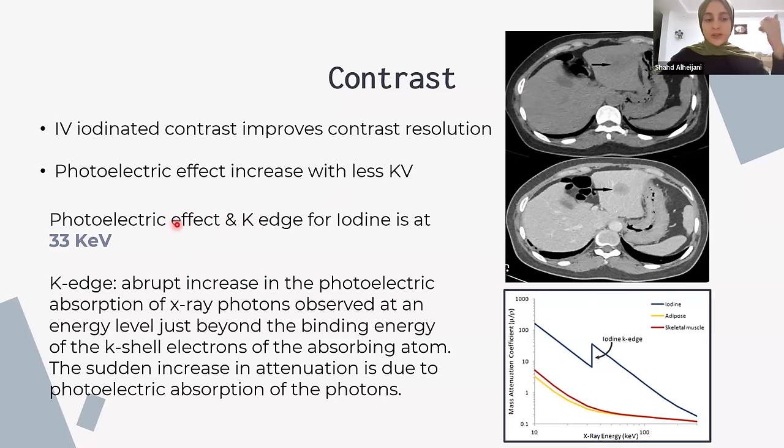And you need to remember that the photoelectric effect will be better with iodine. We said the photoelectric effect will contribute to the image formation, which is the thing you want. So if you have better photoelectric effect with iodine, this means that the image will be clearer. You will benefit more. And you have the K edge. K edge is basically the abrupt increase in photoelectric absorption of X-ray photons. So here, if you have the X-ray energy being absorbed, and then you suddenly have an abrupt increase, this is due to the photoelectric effect, which is just beyond the binding energy. We don't really have to go into details. Just know that you have a better photoelectric effect and a K edge for iodine at 33. At 33, yes. So that is it for contrast, I guess.